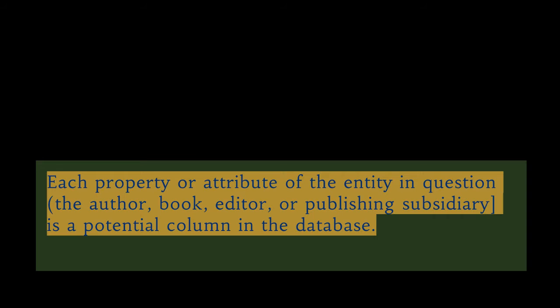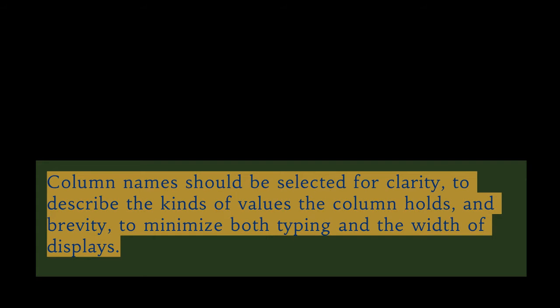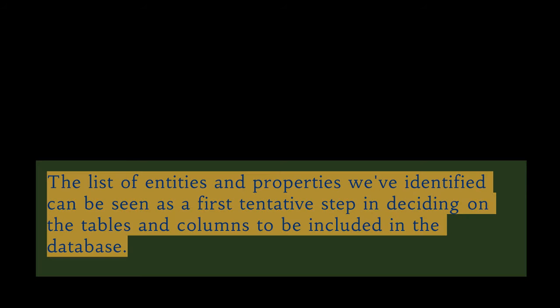Each property or attribute of the entity in question, the author, book, editor, or publishing subsidiary, is a potential column in the database. Column names should be selected for clarity to describe the kinds of values the column holds, and brevity to minimize both typing and the width of displays. The list of entities and properties we've identified can be seen as a first tentative step in deciding on the tables and columns to be included in the database. You might sketch these decisions like this.